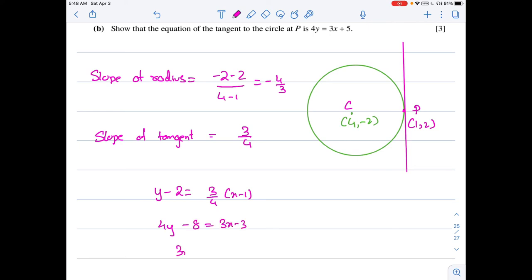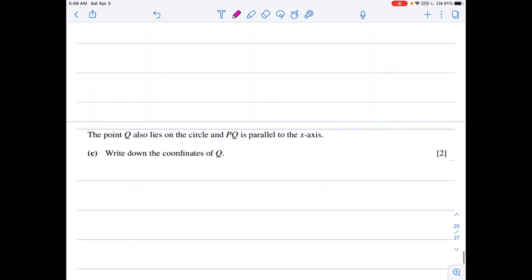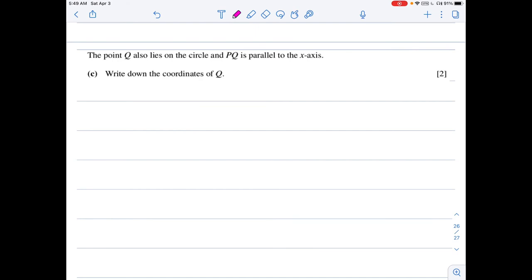So 3x minus 4y is equal to minus 5, or 4y is equal to 3x plus 5. That's going to be the answer. Part C, what is he saying? Q lies on the circle and PQ is parallel to the x-axis. Find the coordinates of Q.